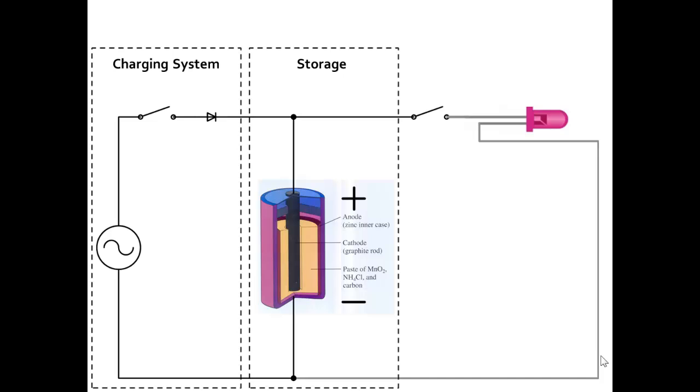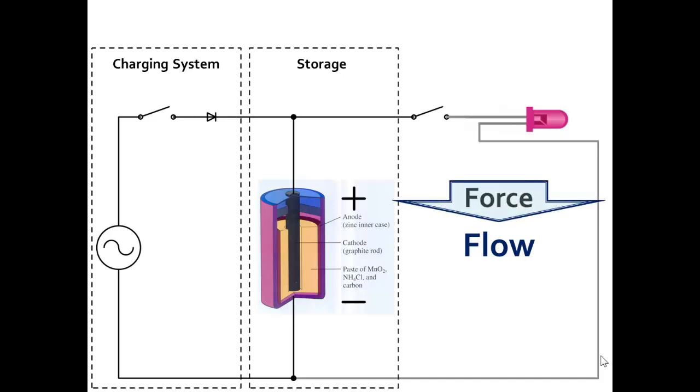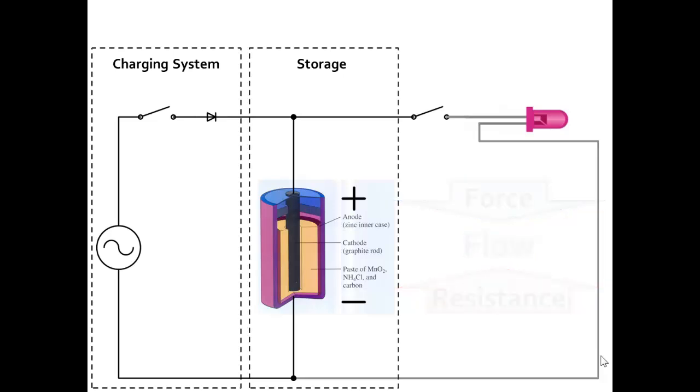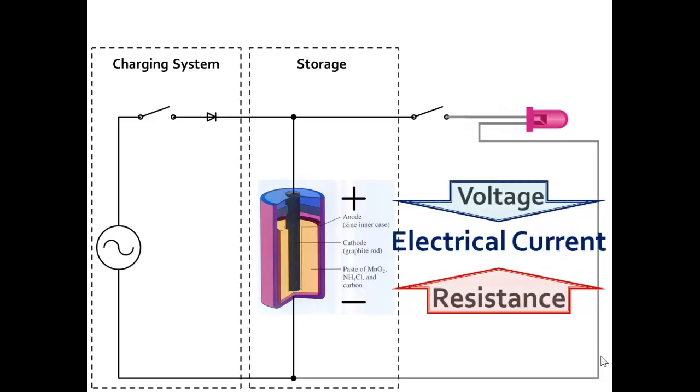So remember, our water system had a charging system and it had storage. So we would use the charging system to charge the battery or to directly power the light. And basically the end result here, or the desired result, is flow, electron flow. So flow is determined by how much force and how much resistance that we have. In the case of electrical circuit, we're going to call it voltage, electrical current, and resistance. So the more voltage, the more electrical current for the same resistance.